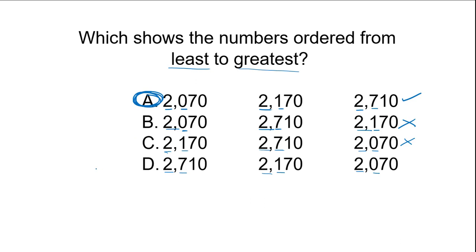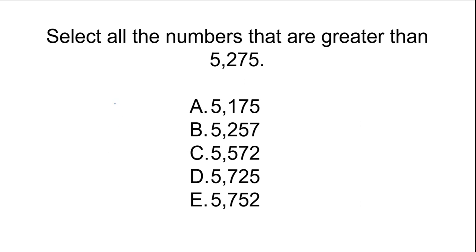Okay, let's move on to the next question. Select all the numbers that are greater than 5,275. When I say select all, that should indicate in my brain, well, there is more than one answer. Right? More than one answer.